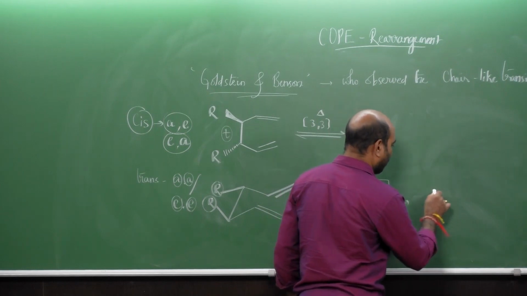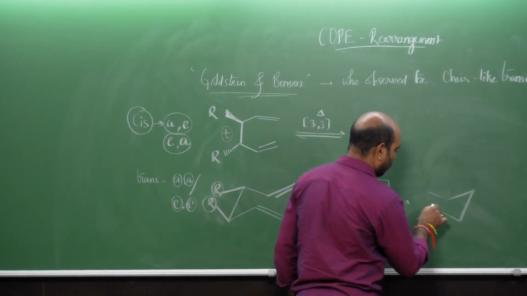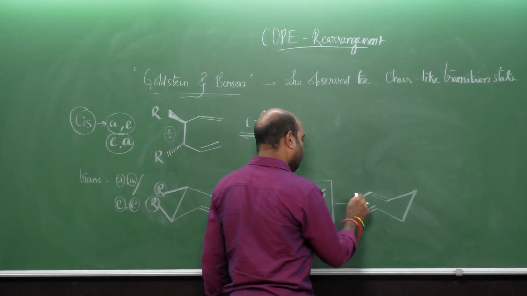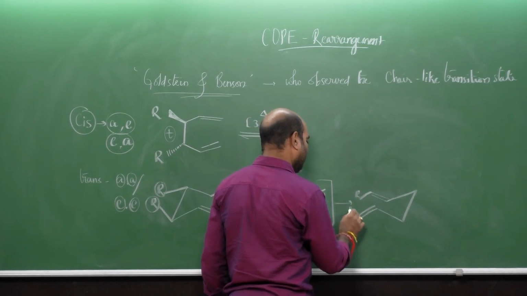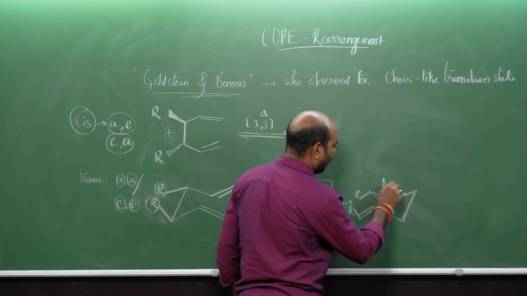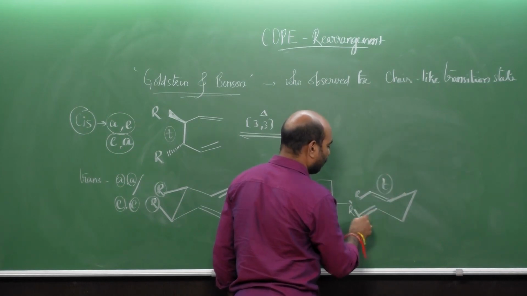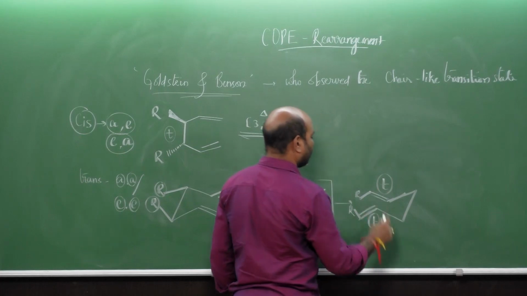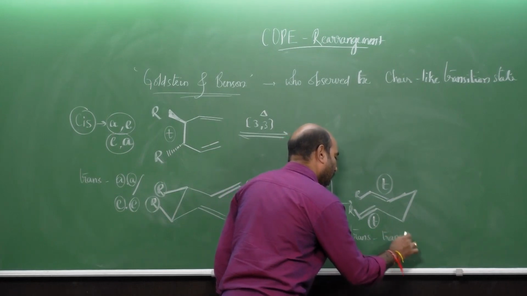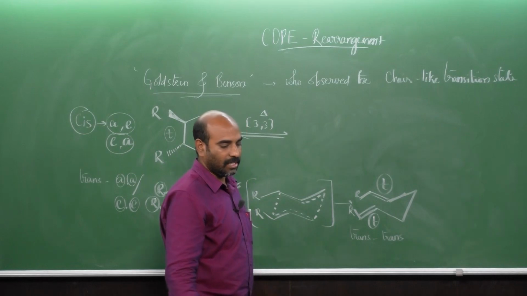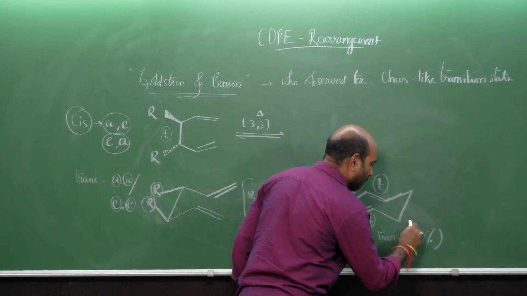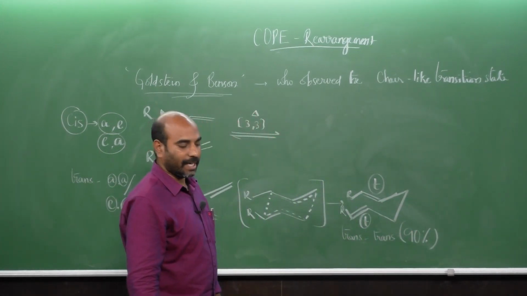So when you come back to the final product, what is the relation? Here this is like this and here it is like this. With respect to this double bond, it is in trans form, right? With respect to this double bond also, this is in trans form. That means a trans-trans product is obtained as the major product. It will constitute up to 90%.